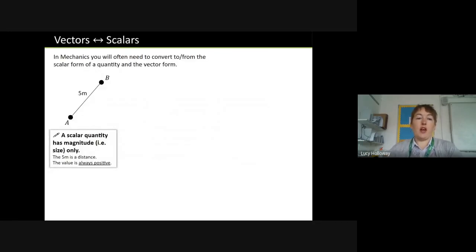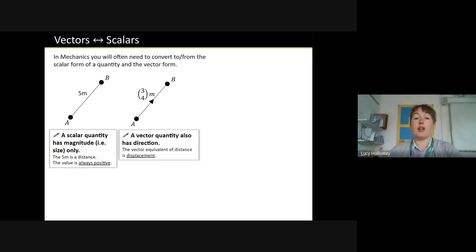Okay, so another thing that we think about in mechanics, and again, this is something you will have come across at GCSE, is the difference between a vector value and a scalar value. So a scalar quantity, as it says there, only has magnitude. If I asked you to walk for 5 meters, you could choose whichever direction you want to walk in. However, if I wanted to be very specific and give you a direction as well as a distance to walk, I would give you a vector.